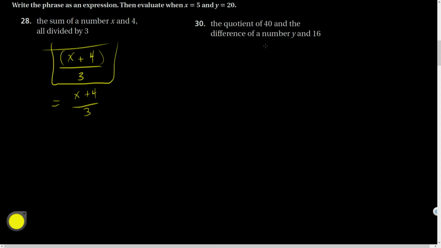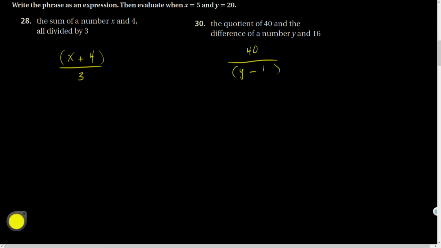All right, the quotient. What operation is suggested by quotient, friends? Oh, guys, I also didn't finish this problem, but yeah, it's division. Quotient is division, and of 40, and the difference, so it's subtraction within parentheses, although in this case the fraction bar is already a grouping symbol, just like parentheses, of a number y and 16.